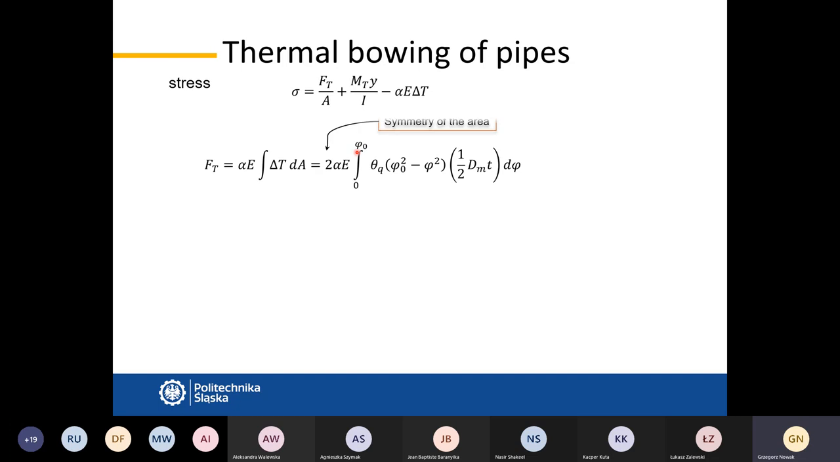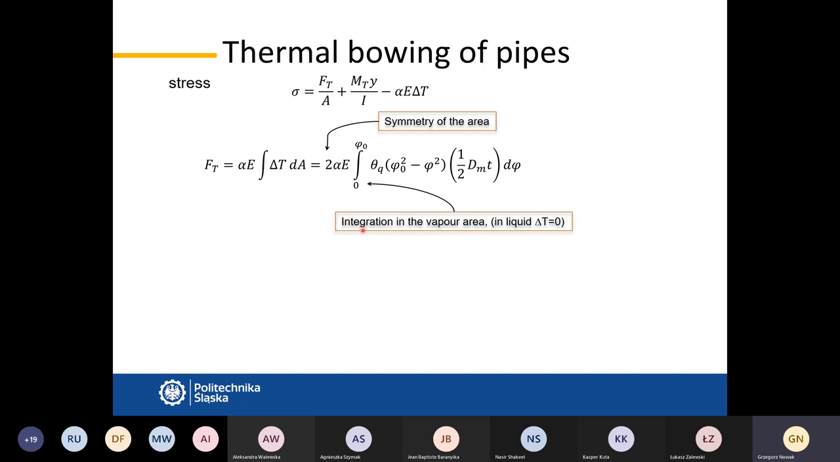You can also recall from the last lecture that this parameter Ft, we called it the thermal force, and it was expressed in such a way: alpha times E, the linear thermal expansion coefficient times Young's modulus, and the integral of temperature over dA. Since we have the same situation on both sides, there is a factor of two introduced. So this is the symmetry of the area on both sides. And delta T is expressed, as we have discussed already, theta Q, and here we have phi zero squared minus phi squared, multiplied by half of dm t d phi.